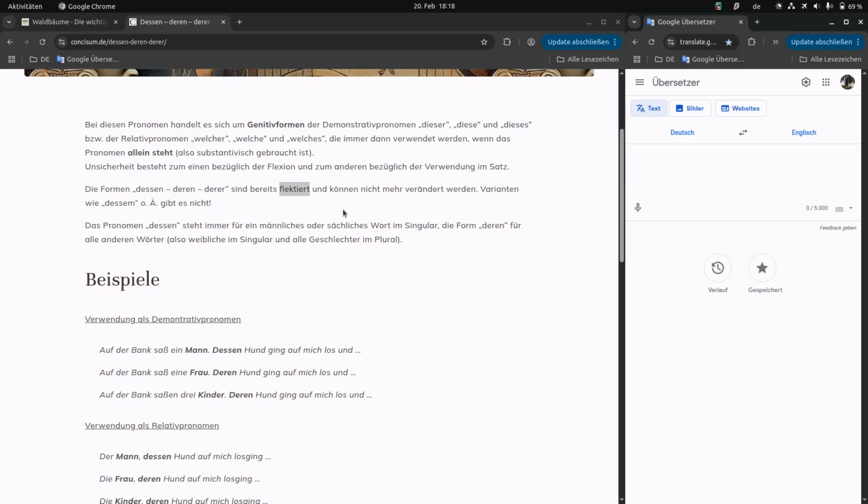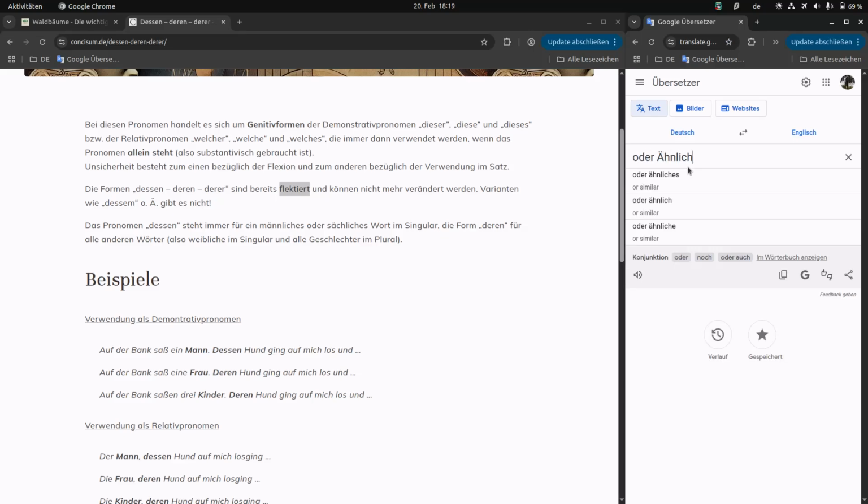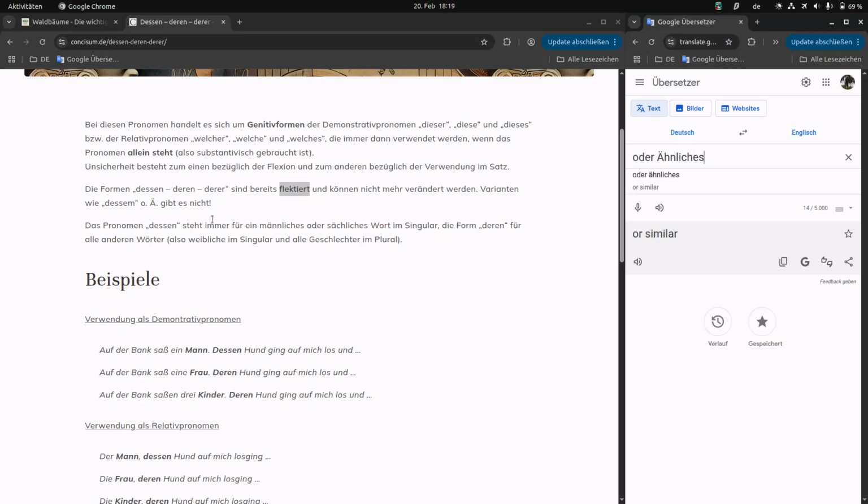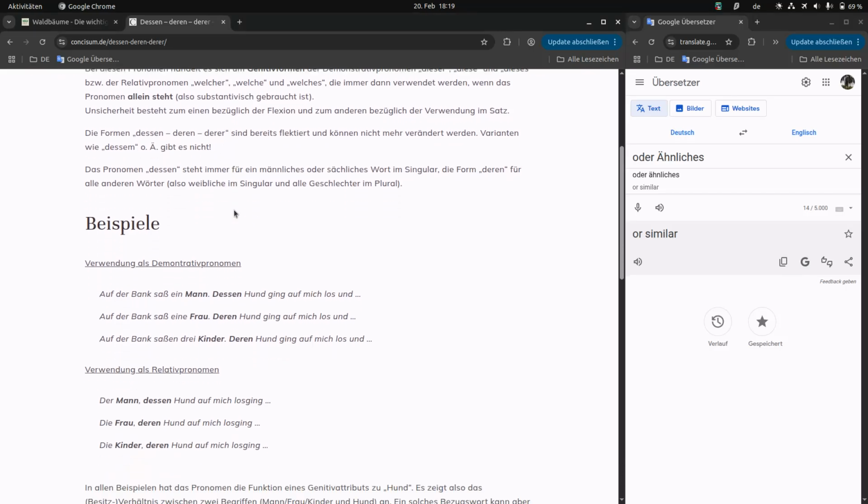"O.ä." and "ö.ä." always mean "oder ähnliches". So they are not there.